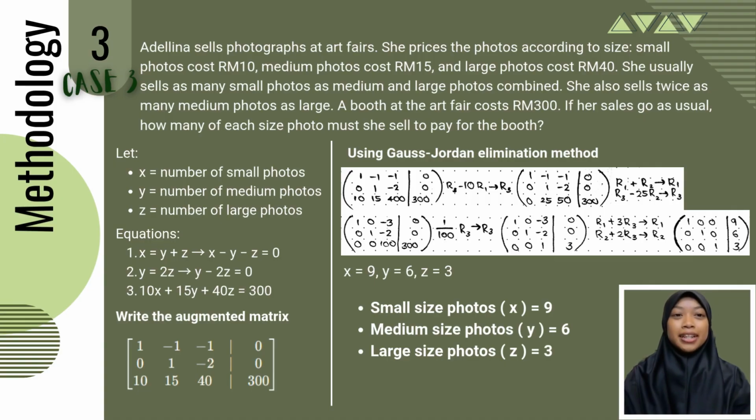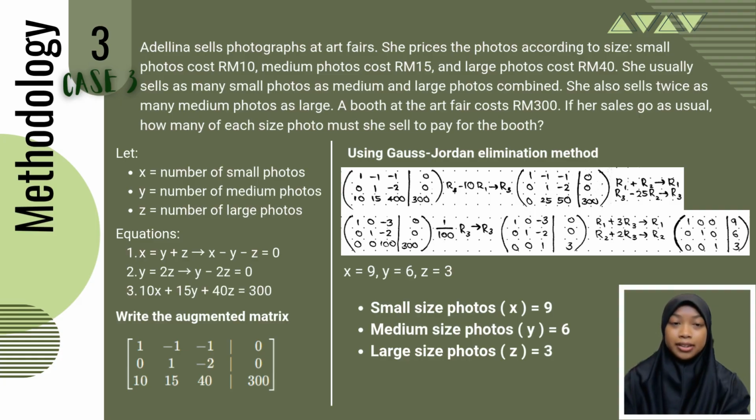Methodology Case 3. Adelina sells photographs at art fairs. She prices the photos according to size. Small photos cost 10 ringgit, medium photos cost 15 ringgit, and large photos cost 40 ringgit. She usually sells as many small photos as medium and large photos combined. She also sells twice as many medium photos as large. A booth at the art fair costs 300 ringgit. If her sales go as usual, how many photos of each size must she sell to pay for the booth?